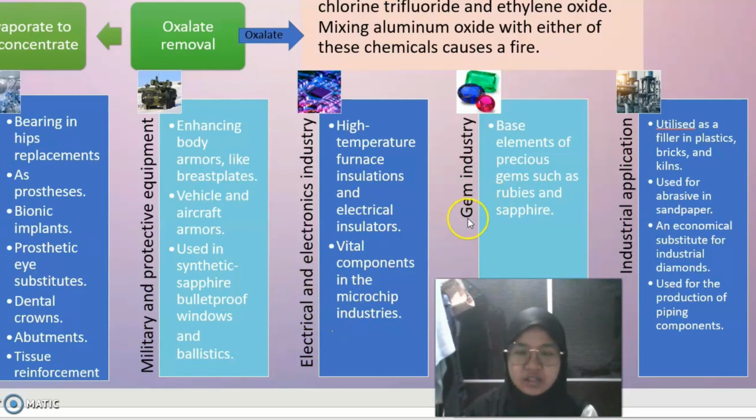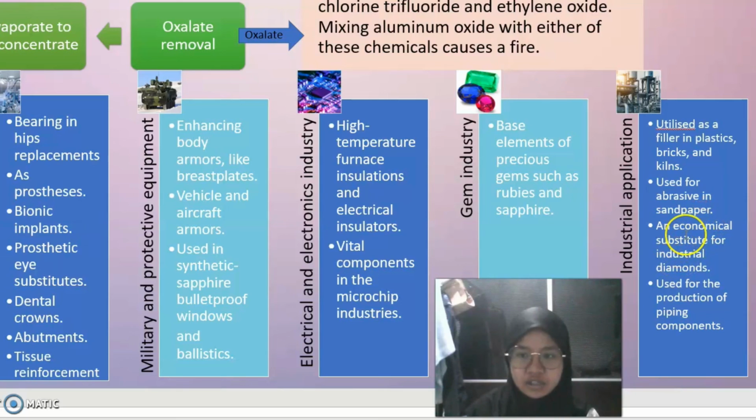Other than that, aluminum oxide is used in the gem industry because it is the base element of precious gems such as rubies and sapphire. Lastly, aluminum oxide is used in industrial applications. It is utilized as a filler in plastic, bricks, and kilns. It is also used as an abrasive in sandpaper.